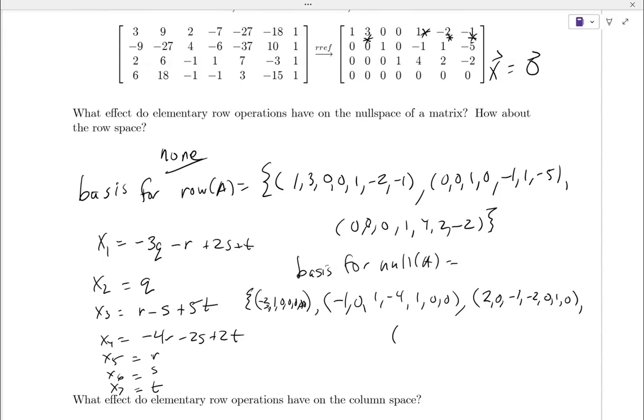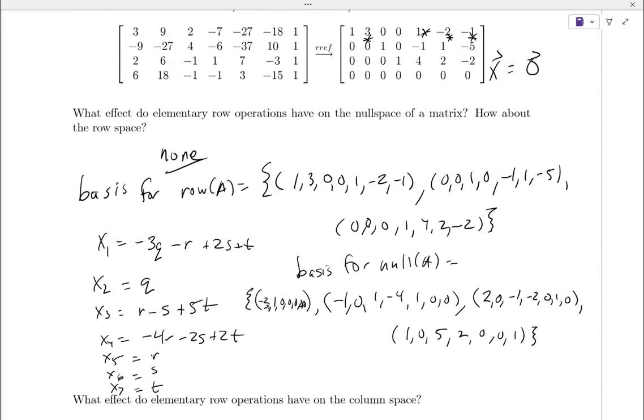And your last one is 1, 0, 5, 2, 0, 0, 1. So again, the first one is just reading off the coefficients of the q as I'm reading down. The second one is the r. The third one is the s. The fourth one is the t.